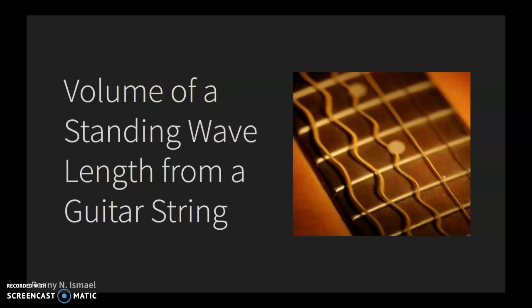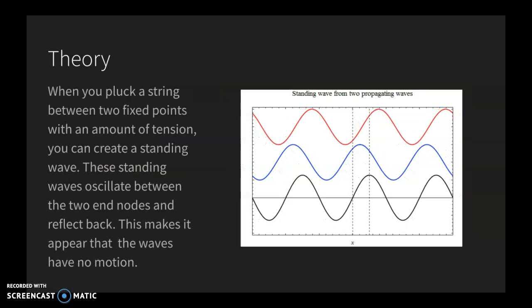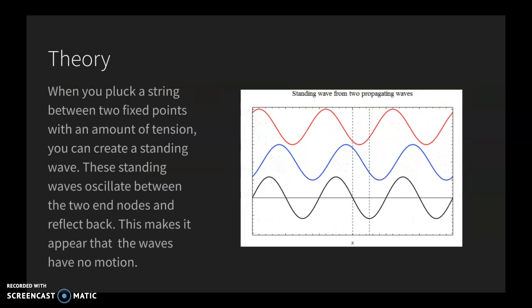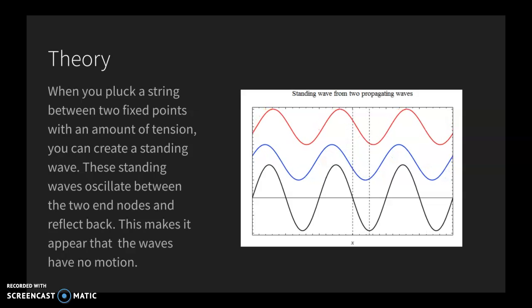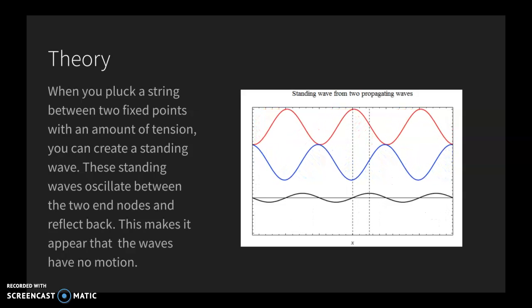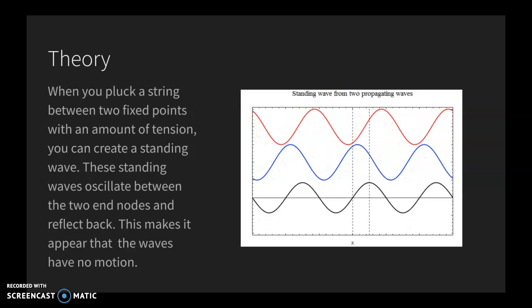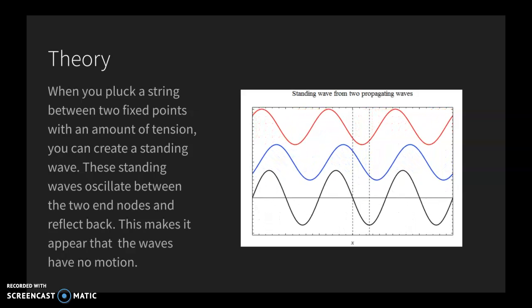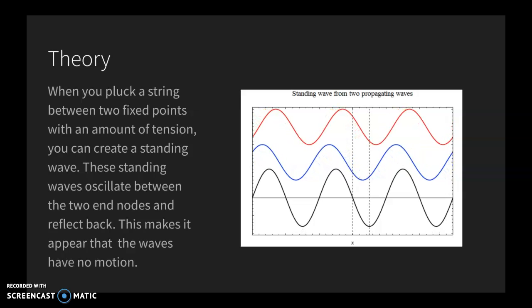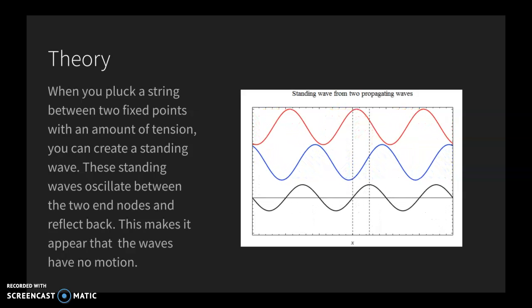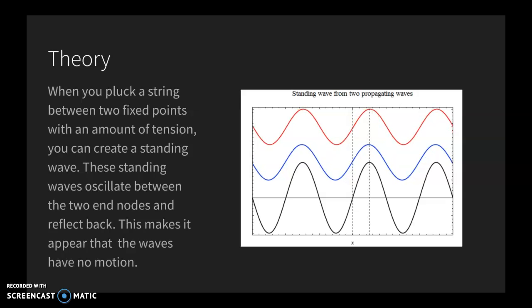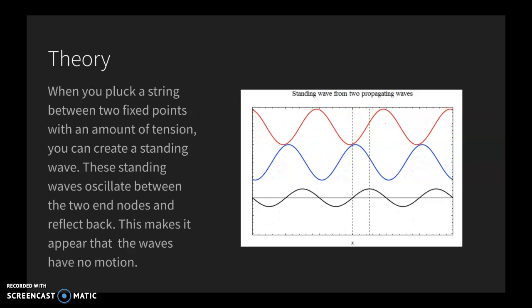So for my calculus project, I'm going to be finding the volume of a standing wavelength from a guitar string. The theory behind it is that if you have a string fixed between two nodes, or fixed points that don't move, the string, after you apply an amount of tension to it, will oscillate back and forth between the two nodes. This oscillation will be reflected, and it gives this almost illusion that the string is standing still, which is why it's called a standing wave.